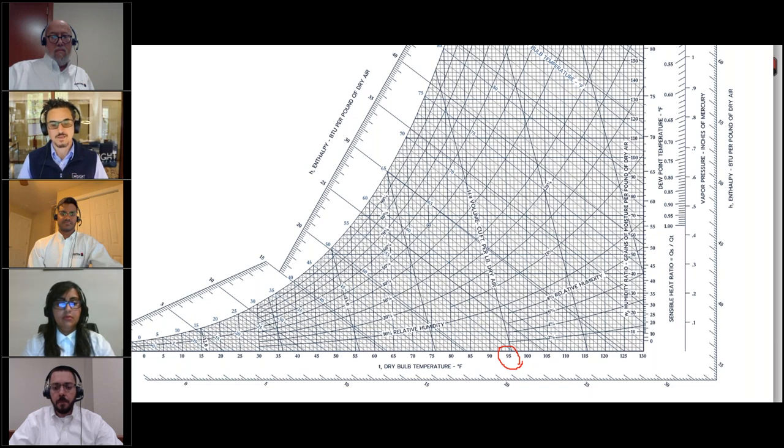If you take that and draw a line up, everything on that line represents 95 degrees dry bulb. Okay, next we'll look at 70. Take your pen or pencil, find 70 right here, and draw that line up, and there is 70 dry bulb.